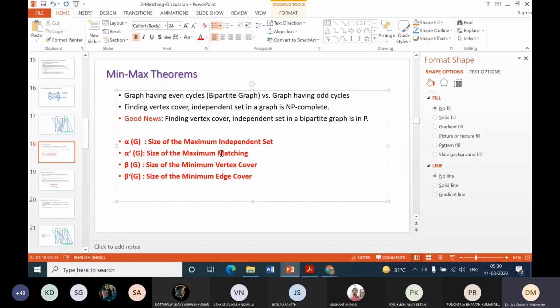So this is a crude way of recalling things. Beta stands for minimum and prime is edge, so basically the size of the minimum edge cover. Okay, so that is how we can recall all these terms. Alpha stands for maximum, prime stands for any edge, non-prime stands for any vertex, and beta stands for minimum.